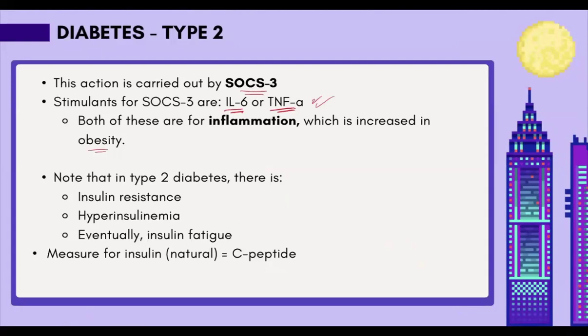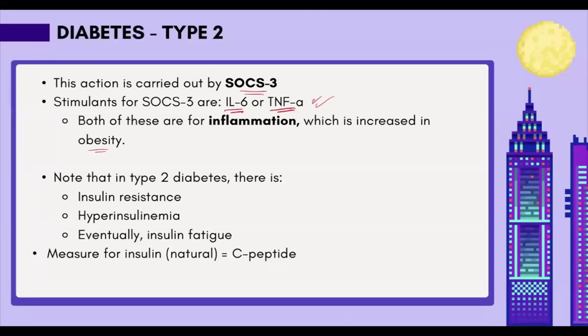In type 2 diabetes, there's insulin resistance. So the receptor is not acting properly to the insulin, even though it's still binding normally. Because the effects of insulin are not coming through, there's going to be hyperinsulinemia in the start. Eventually the pancreas is going to get tired and fatigued, and there's going to be a decrease in insulin levels. And so type 2 diabetic patients end up becoming insulin dependent as well.